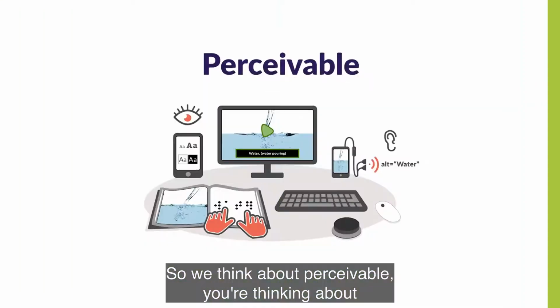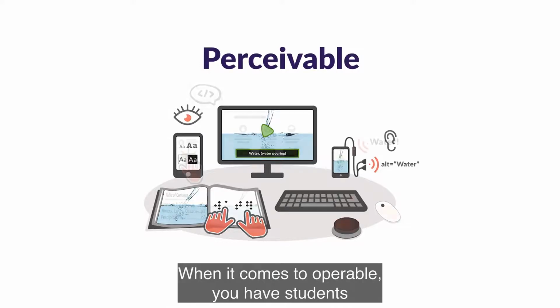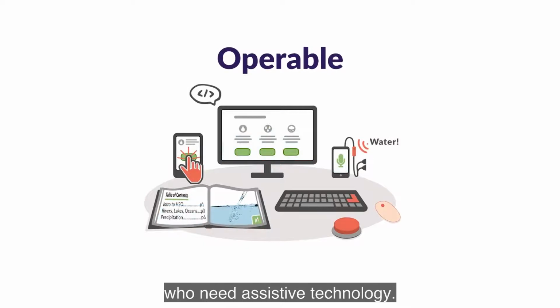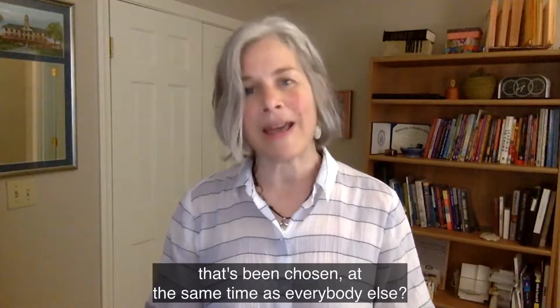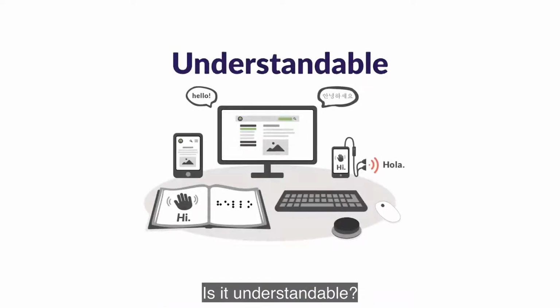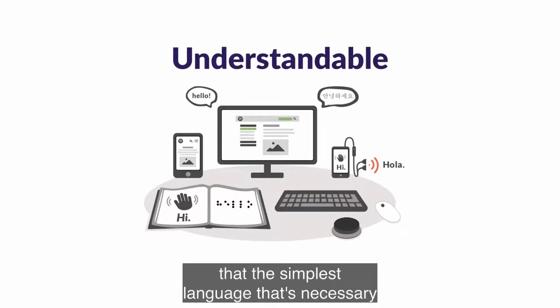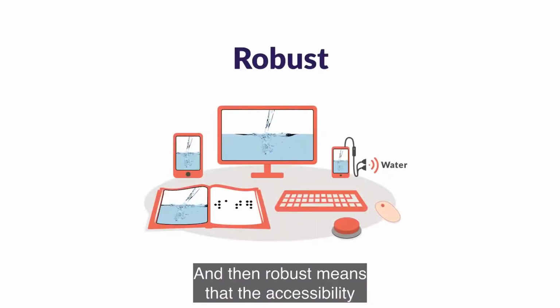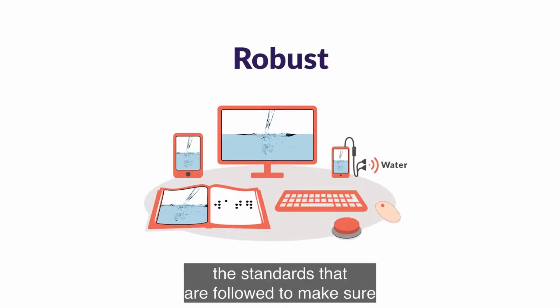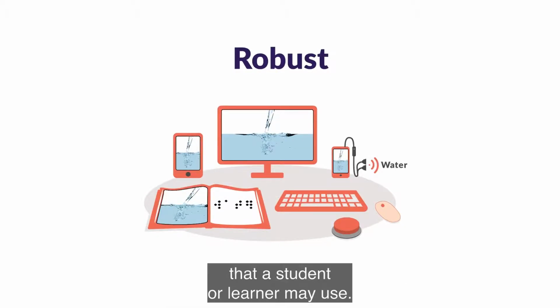So when you think about perceivable, you're thinking about, can everyone see, hear, and or feel the information? When it comes to operable, if you have students who need assistive technology, are they able to use the material, the technology that's been chosen at the same time as everybody else? Is it understandable? You could think about plain language, making sure that everybody can understand and that the simplest language that's necessary can be used for your audience. And then robust means that the accessibility that's built into the material or technology, the standards that are followed, make sure that that accessibility holds across the wide variety of devices that a student or a learner may use.